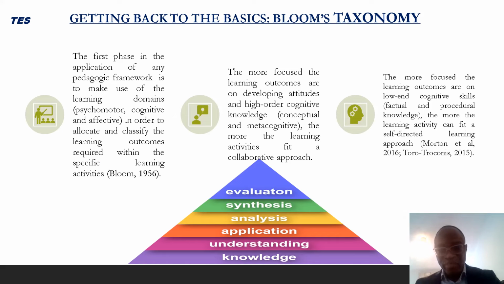So let's get back to the basics of Bloom's taxonomy. Bloom's taxonomy talks about the fact that we are teaching to meet 3 dimensions, which we call the 3 learning domains. So we have the psychomotor domain, we have the cognitive domain, and the affective domain. And learning takes place in some kind of hierarchical structure. Okay. The first stage is knowledge.